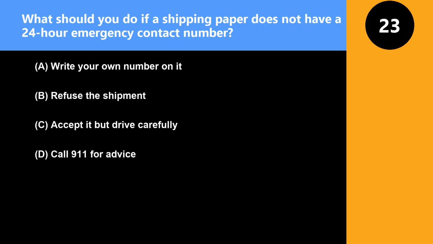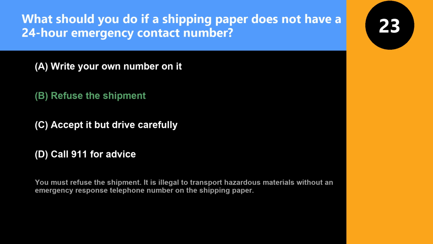Question 23. What should you do if a shipping paper does not have a 24-hour emergency contact number? Option A, write your own number on it. Option B, refuse the shipment. Option C, accept it but drive carefully. Option D, call 911 for advice. The correct answer is option B, refuse the shipment. You must refuse the shipment. It is illegal to transport hazardous materials without an emergency response telephone number on the shipping paper.